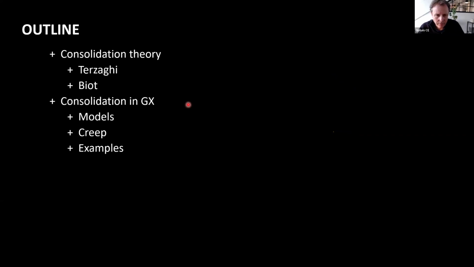So this is a brief outline. There'll be some consolidation theory: Terzaghi, that's the classical theory, and then what I call Biot, which is a little more general and contains Terzaghi as a special case. Then moving on to consolidation in GX. How is it done? What models should be used? There's something called creep, which is an add-on to consolidation that I'll also be demonstrating, and then some examples, not very elaborate, more getting-started examples.